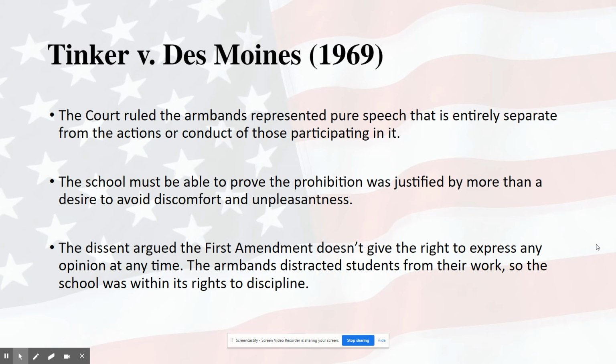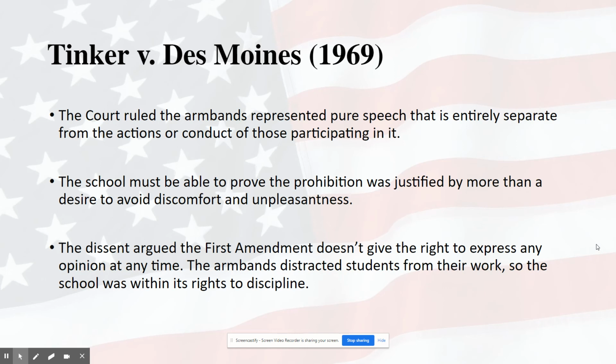So the dissent is going to argue that the First Amendment doesn't give the right to express any opinion at any time. The armbands distracted students from their work, so the school was within its right to discipline. So very likely when these kids come in wearing these armbands, when a rule has been made against them, other students are going to be distracted by it. So the dissent is going to say that the school is within its rights.